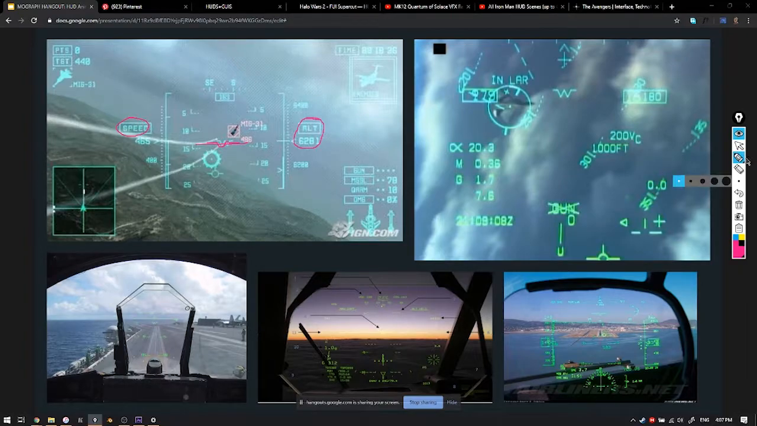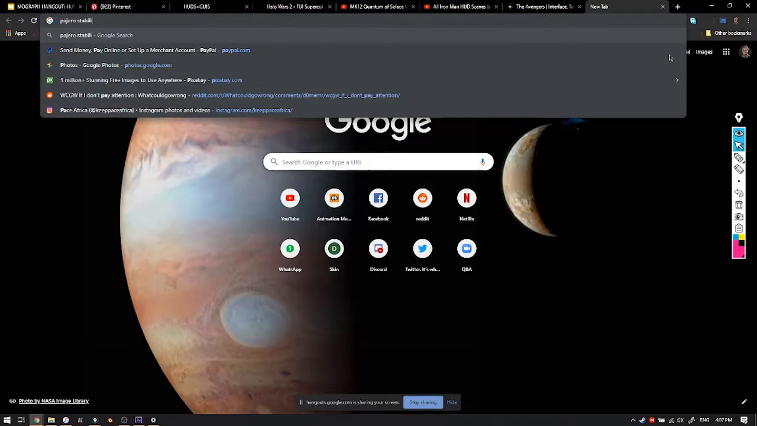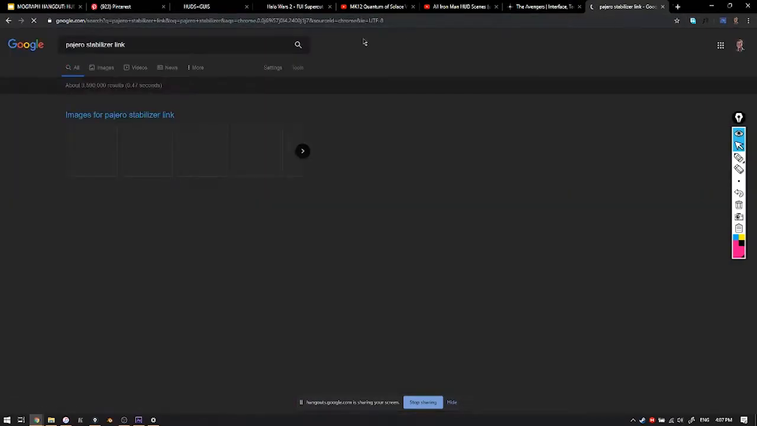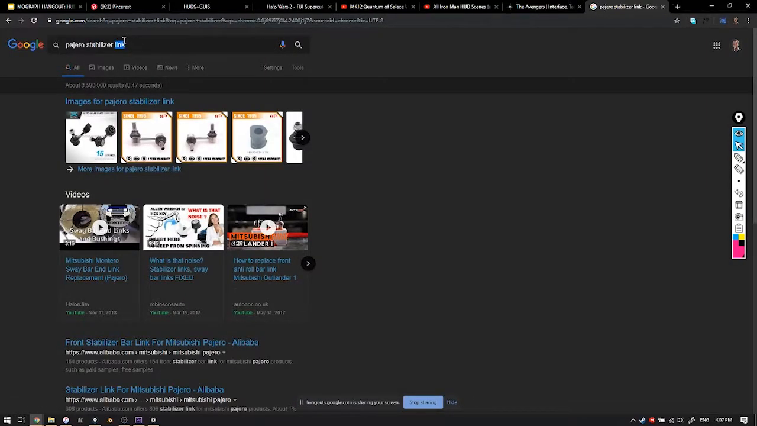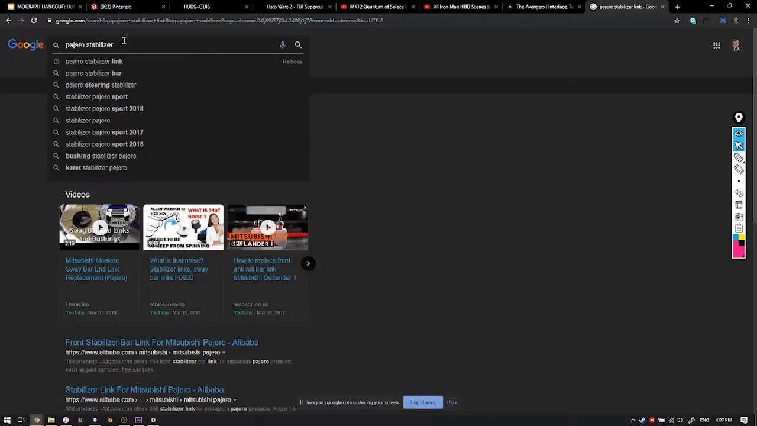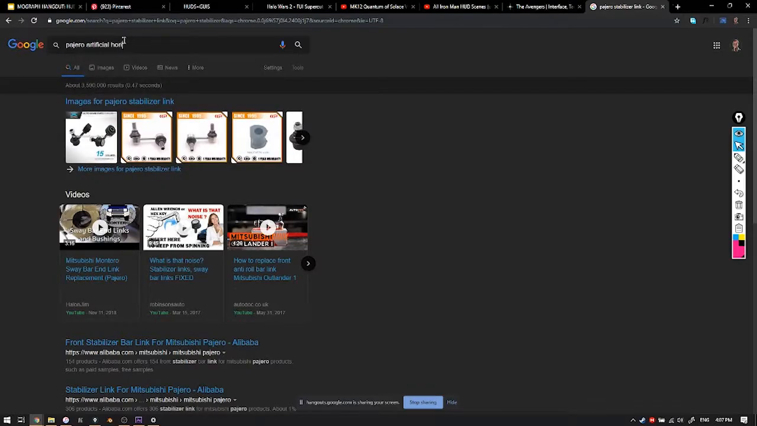I've been in a Pajero. There's a very specific Pajero thing. It's not even these new ones, the old ones. They used to have this. Oh man, let me see if I can get it. Pajero stabilizer. No, not that. Oh my god. What would it even be called? Pajero artificial horizon.